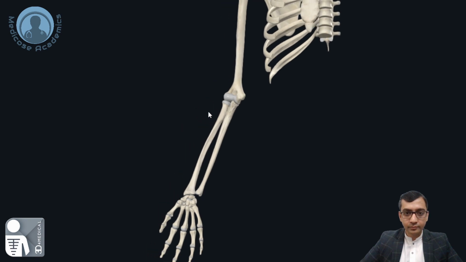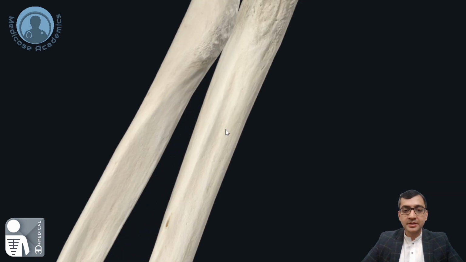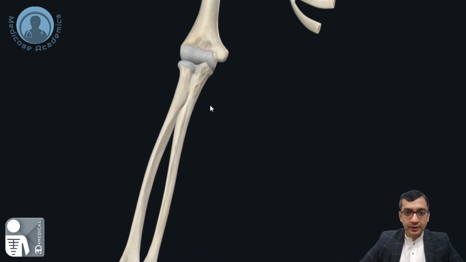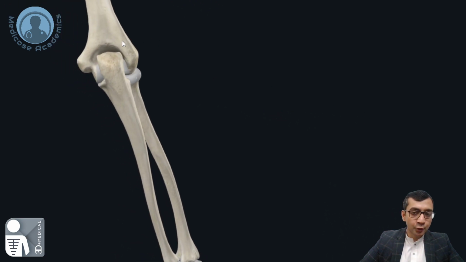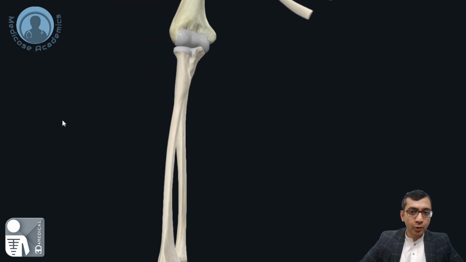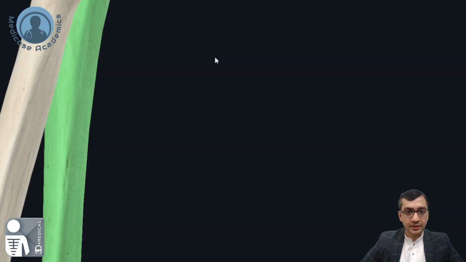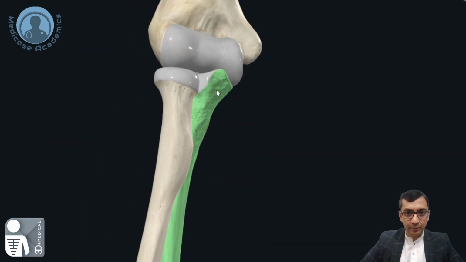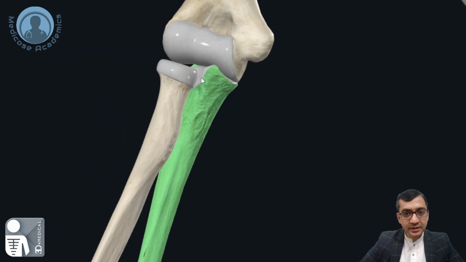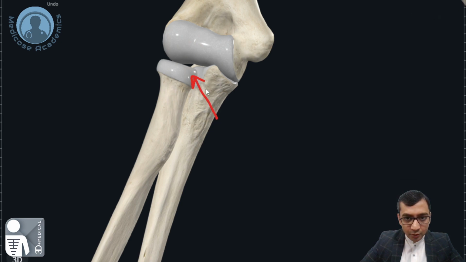This brings us to the next joint, the elbow joint. It is present between humerus above and both radius and ulna below. You can see, apart from joining of humerus with radius and humerus with ulna, these two bones are joining with each other also.